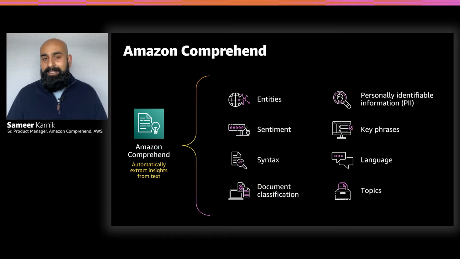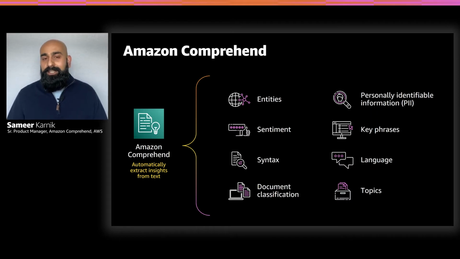Key phrases, as the name says, pulls out the important phrases in any text. And then similarly, syntax is parts of speech. You can use that in your application. It pulls out adjectives, adverbs, nouns, and you can use that to build various applications on top. Language ID has support for 100 plus languages. It identifies what's the dominant language in your document.